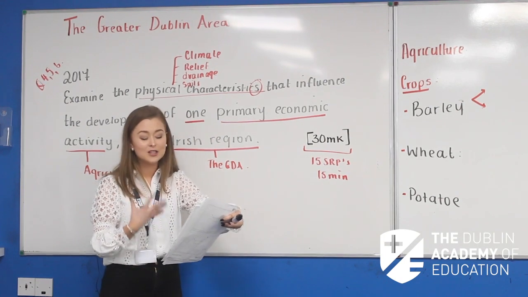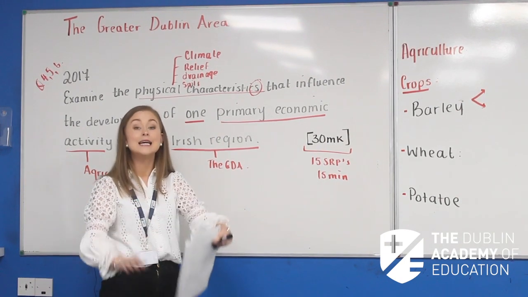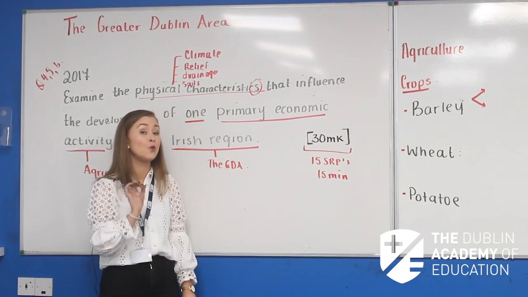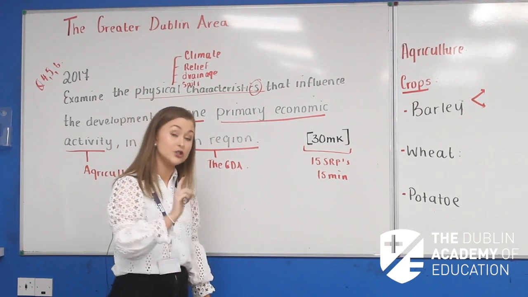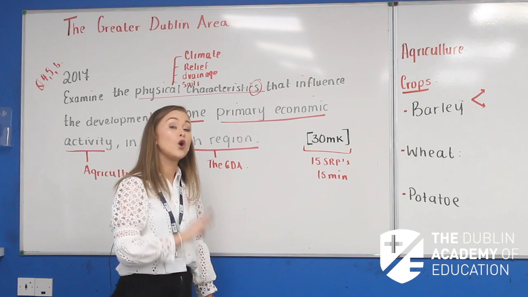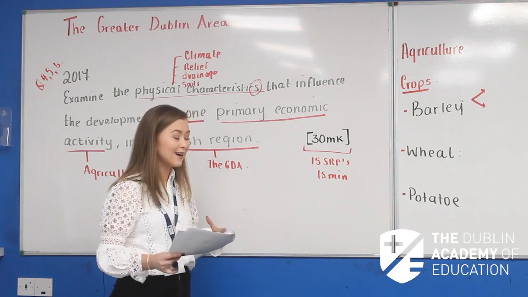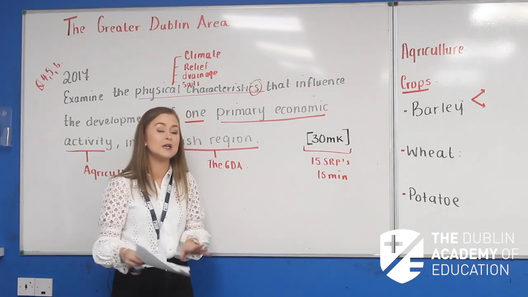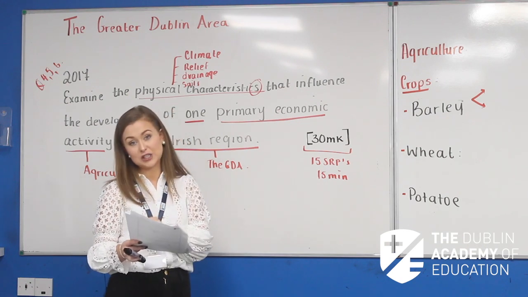It says, examine the development of one of primary economic activities. Now circle the S there on activities. So they're asking you for more than one primary economic activity. So we're going to go with agriculture, so pop agriculture down, but also pop down fishing. So our first one, our main one, is agriculture, but we're also going to do half an essay, 7 SRPs for fishing. Highlight the words Irish region, pop down GDA.